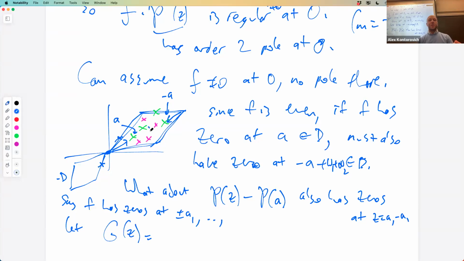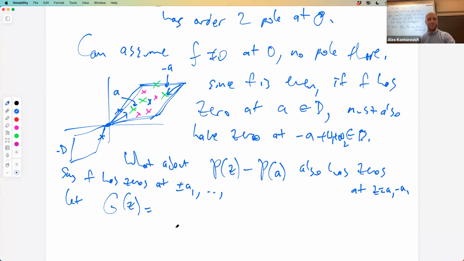So if a is one of these center points, if a is a half lattice point, then negative a and a are the same point. So it has to have a double root there. But so does P. P also has a double root there, as we already saw, right? That's like the value of E2 or E3, whichever point I'm pointing to.